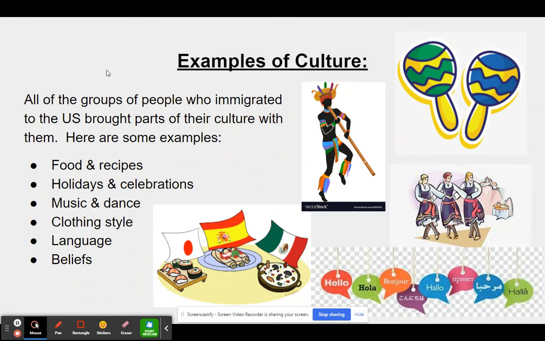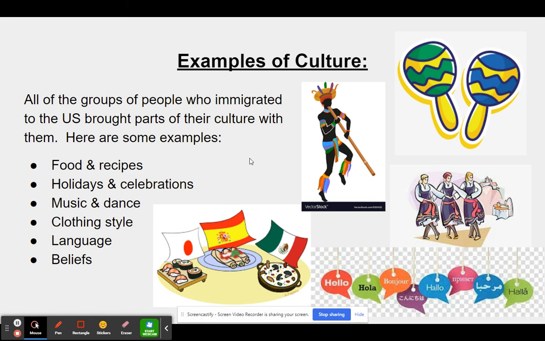Okay, so when these different groups of people come, we said they bring parts of their culture with them. So this slide shows some examples of different aspects of cultural groups and the culture that people bring with them. You see in this picture different kinds of foods and recipes that people might bring, holidays and celebrations that groups of people celebrate. Music and dance, different types of music or styles of dance. We see a couple of pictures of that here. Clothing style, we can see that in both pictures.